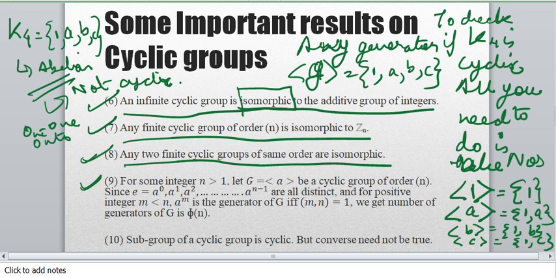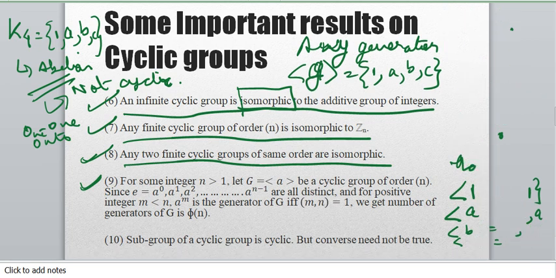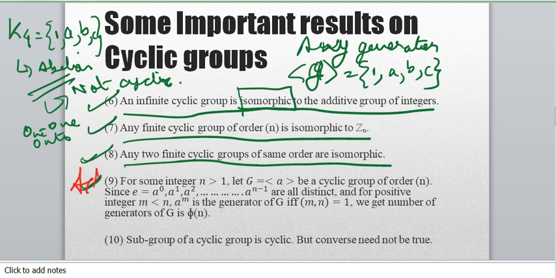Ninth topic is very important. For some integer n, let's rub out everything over here. I may need to do some mathematical part on this also. Okay, let's say it's given. What does it say? It says, let's mark this as important.